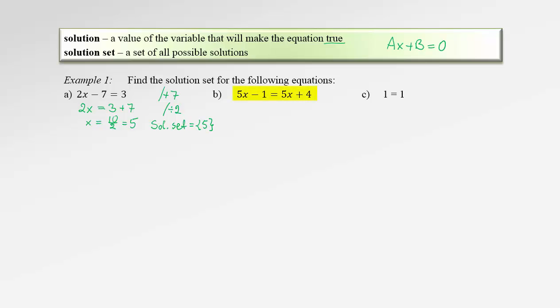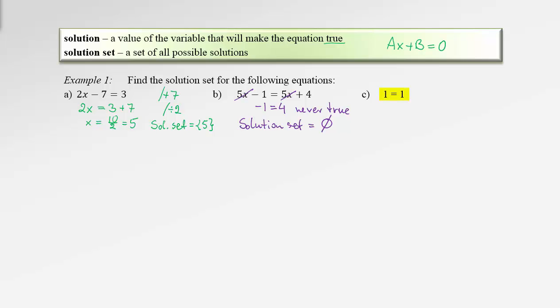Let's see the second example. We actually solved this already in the previous slide, but this time let's focus on the solution set. So as before, we can subtract 5x from both sides of the equation, leaving us -1 equals 4. Obviously, -1 is not equal to 4, so this is never true. If the equation is never true, the solution set is actually an empty set.